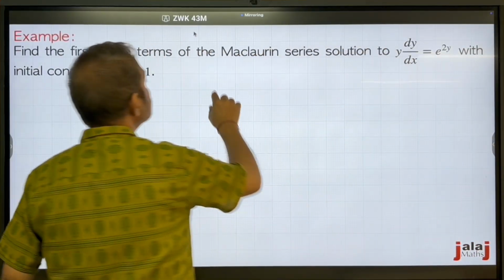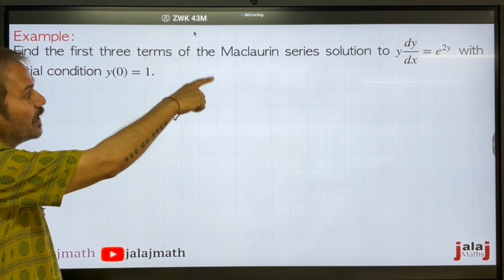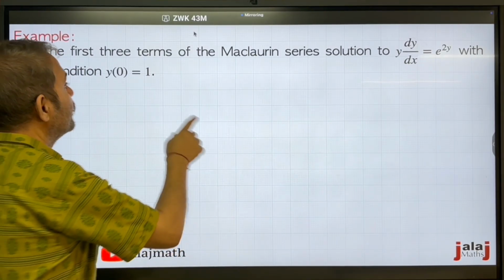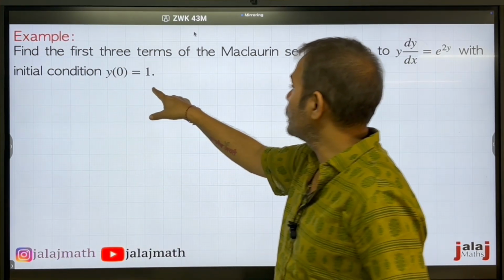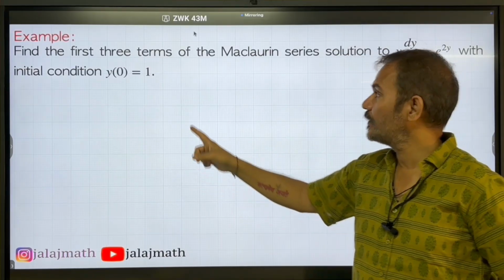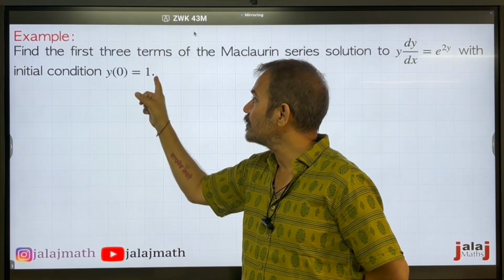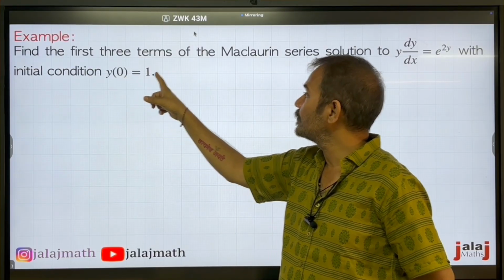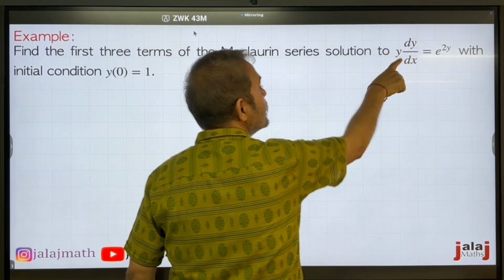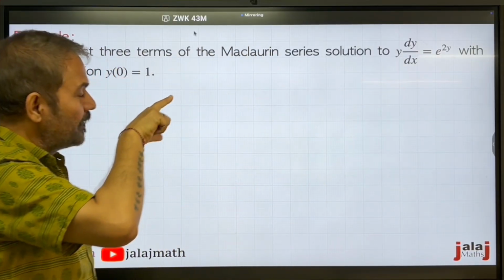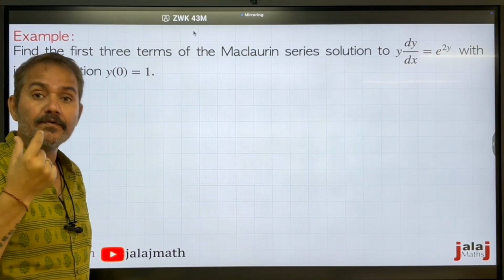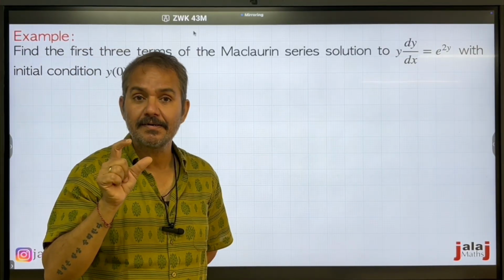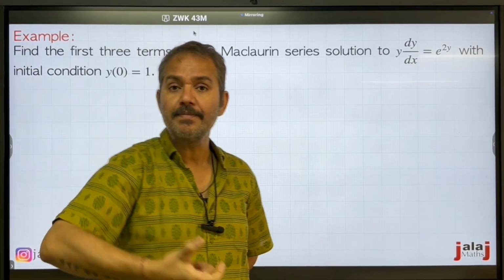Find the first three terms of the Maclaurin series solution to y dy by dx is equal to e raised to the power of 2y, with initial condition y(0) is equal to 1. So here we can see that the value of the function is 1 when x is equal to 0. So when you put x is equal to 0 and y is equal to 1 in this equation, then dy by dx will have a value. So this differential equation can be solved in terms of a Maclaurin series.